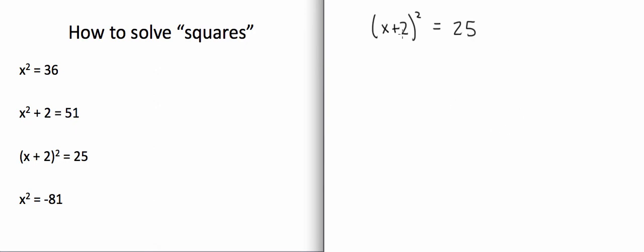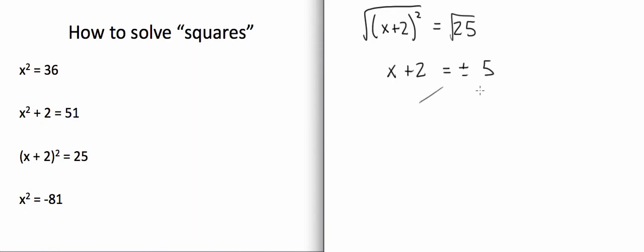So now this plus 2 is inside the parentheses with the square on the outside. So now we have to take the square root on each side first, just like we had to do the same thing with the absolute value function in section 5. So now we've got x plus 2 is equal to plus or minus 5. Okay, the square root of 25 is 5.